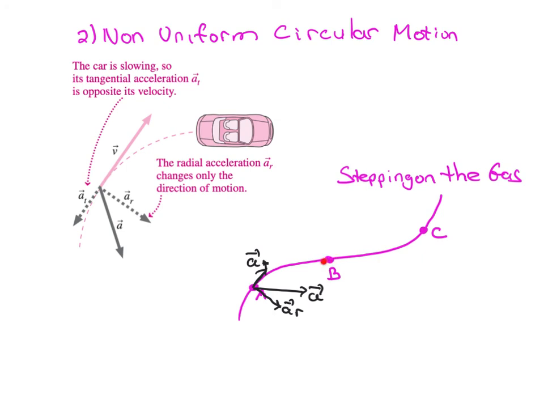Okay, what about at point B? Well, at point B, the roadway is not curved, so there's no radial component to your acceleration. There's just a tangential component, and that points along the path. So the acceleration at this point is exclusively due to the tangential component. And finally, at point C, we've still got our tangential component, pointing in this direction. Because of the curvature of the path, the radial component points radially inward, so A sub r points radially inward this way. And when you add A sub r and A sub t, you get a total acceleration which points roughly that way.